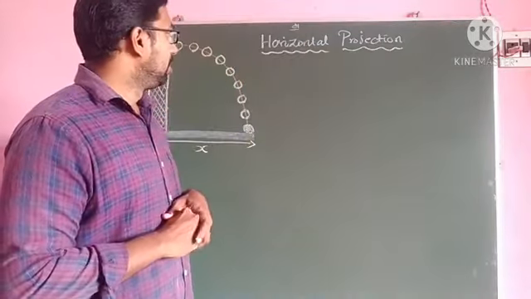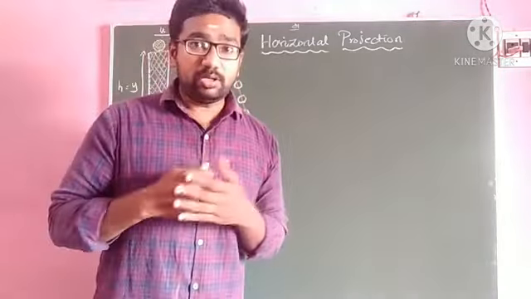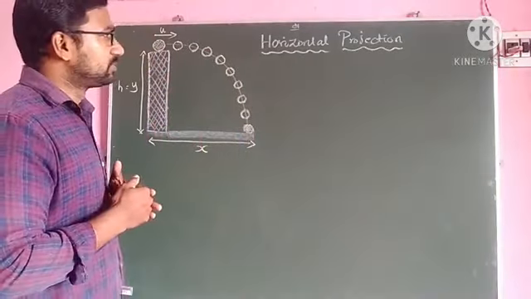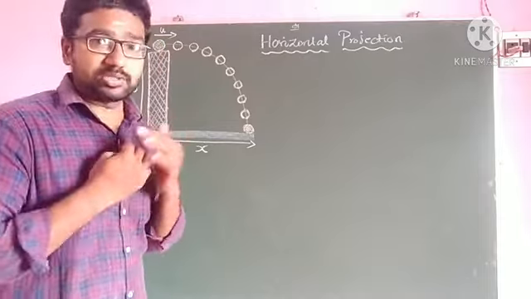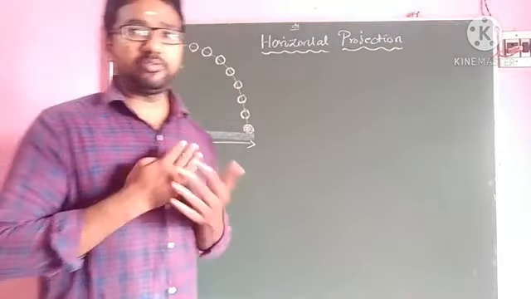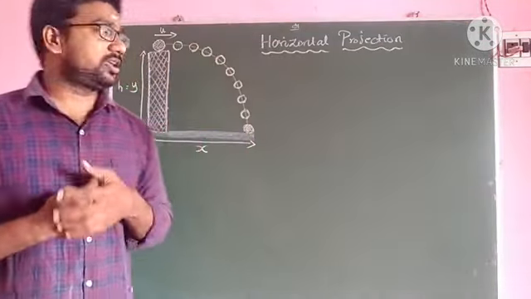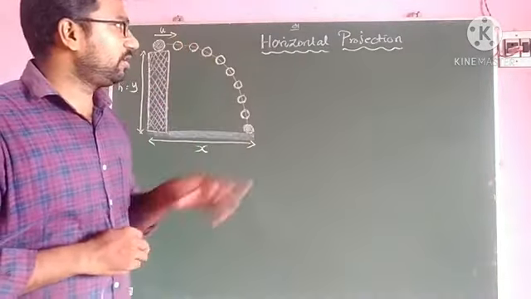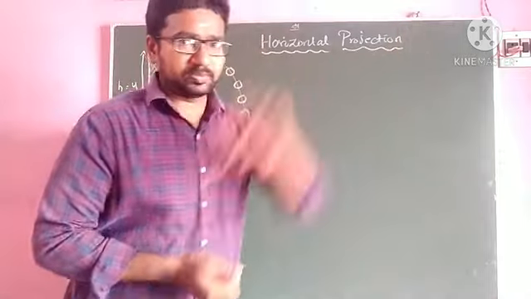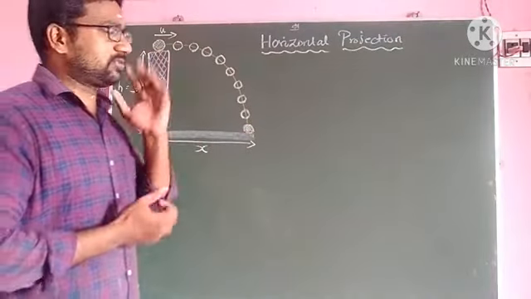Next, let me discuss the types of projectile one by one. First, we are going to deduce the values of time of flight, trajectory, and range of the projectile for horizontal projection. This is the first 5-mark question.